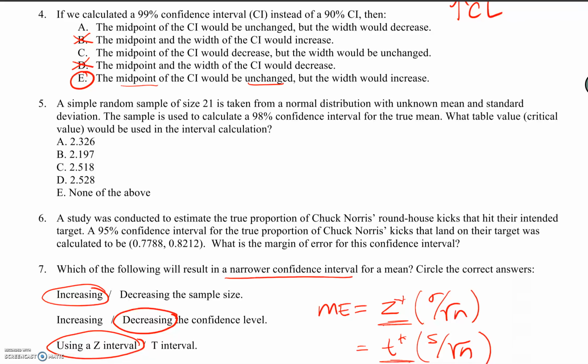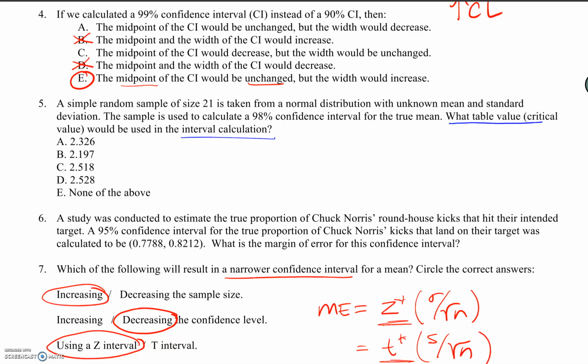All right, quick video while I finish up numbers 5 and 6 on confidence intervals. Number 5 here, I'm just going to read the very last sentence of these things because I kind of think that's what's important for you guys to do as well, and then go back and think about what necessary information you need. The last question here, or number 5 says, what table value, critical value, would be used in the interval calculation? So again, we're talking about confidence intervals.